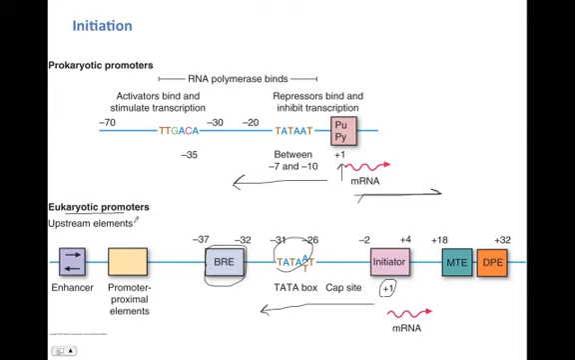In eukaryotic organisms, transcription is regulated at several levels, and recruitment of a basal number of transcription factors and RNA polymerase are required for basal level of transcription. Additionally, there are proximal elements, shown here, as well as downstream elements, shown here, which can also increase or decrease the level of transcription. These are bound by what's referred to as gene-specific transcription factors. We'll talk about these more when we talk about regulation of gene transcription.